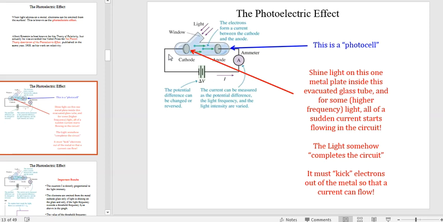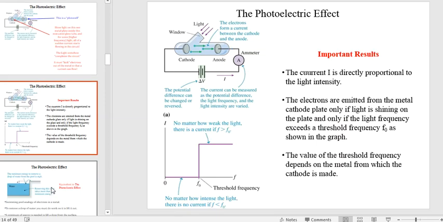What's weird about this is that if you just look at it, a plate, another plate, and then a battery connected to it, or maybe even not a battery, but just an ammeter, it's not really a complete circuit. So somehow the light is completing the circuit. There is light hitting this plate, ejecting electrons out, and that's what's actually allowing us to measure some current. So far you should be like, wow, that's kind of weird. That's different than we saw before.